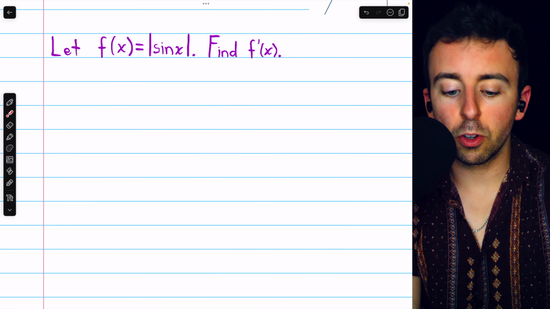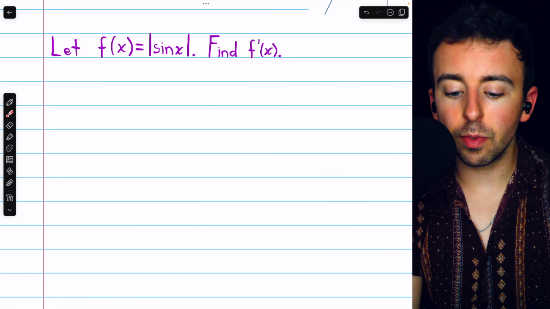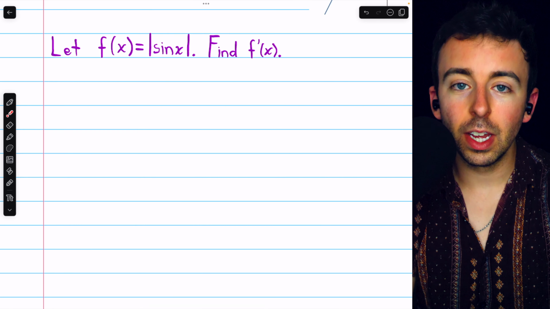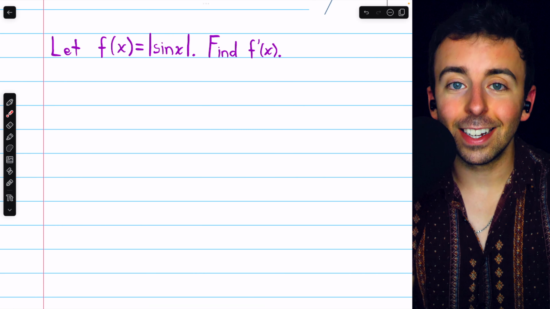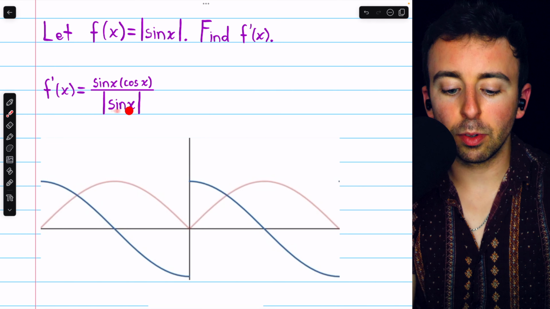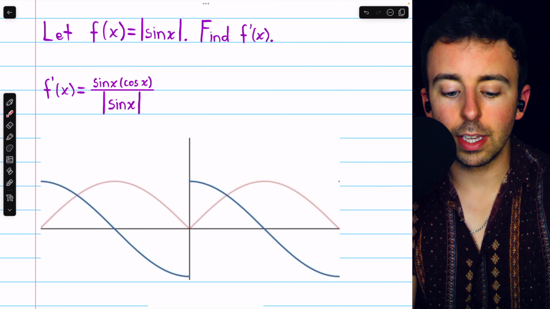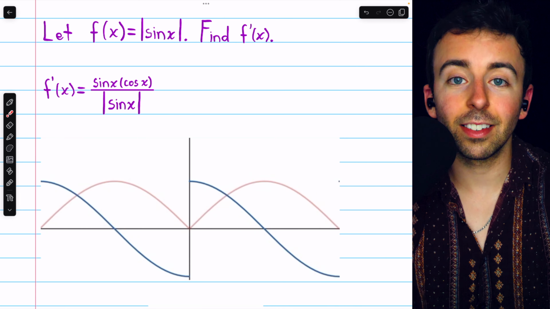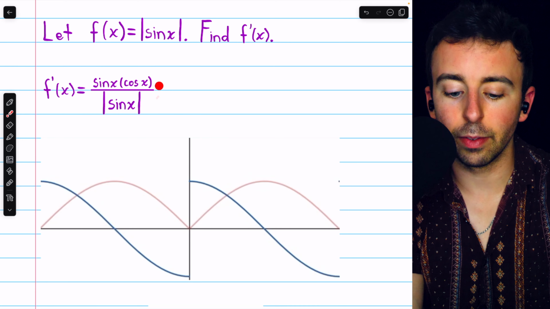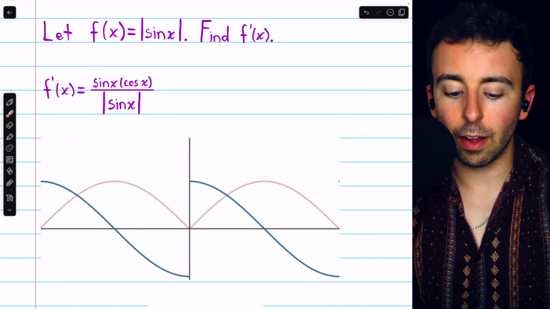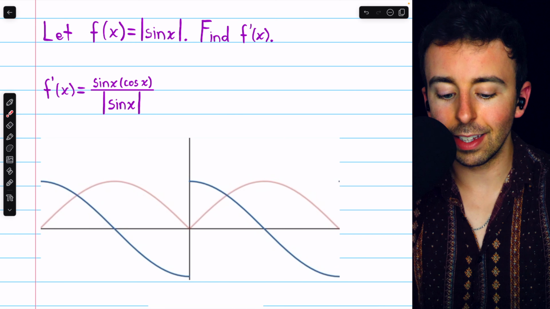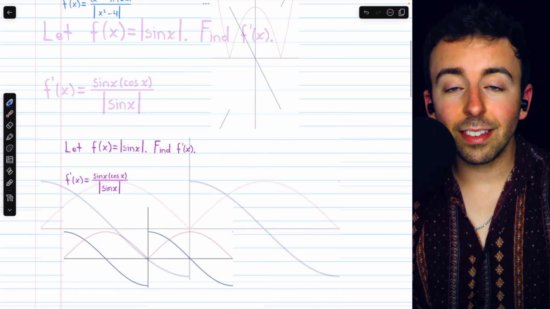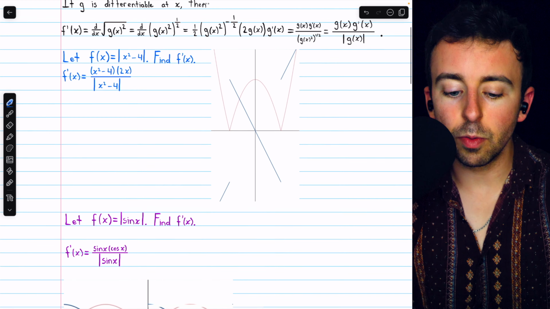One more example for you to try. f of x equals the absolute value of sine x. Find the derivative. I'm going to put the answer on screen now. There's your answer, just absolute value function in the denominator, put the insides in the numerator, and then multiply by the derivative. Derivative of sine x is cosine x. So that's the derivative of the whole thing, and here's the graph of the function in red, and its derivative in blue. So that's how to find the derivative of any absolute value function.